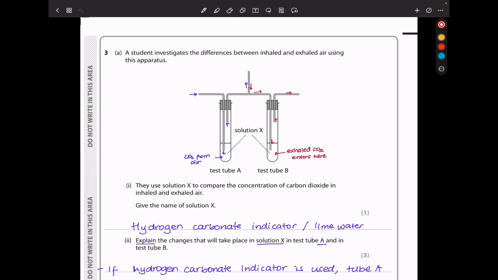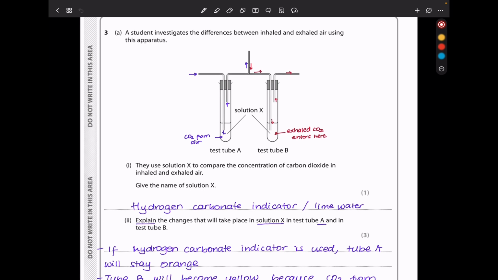In question 3, a student investigates the differences between inhaled and exhaled air using this apparatus. So we can see the setup. There is test tube A and test tube B, and there is solution X. Air is going to come in from here because this is connected directly into the solution. So when the air enters here, this is going to be maybe a hydrogen carbonate indicator or lime water, and we'll see a color change as carbon dioxide from the air is going to react with the hydrogen carbonate indicator or with lime water.